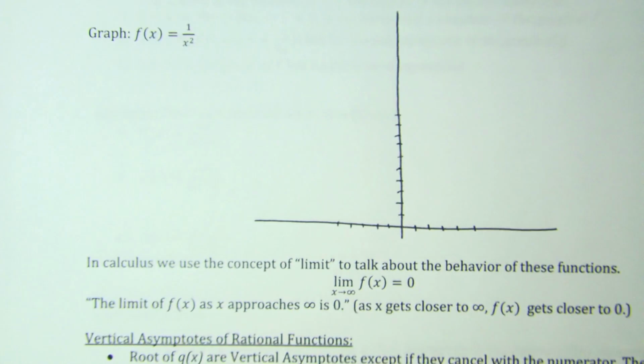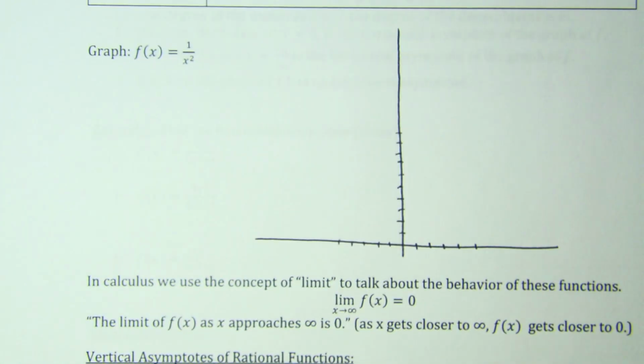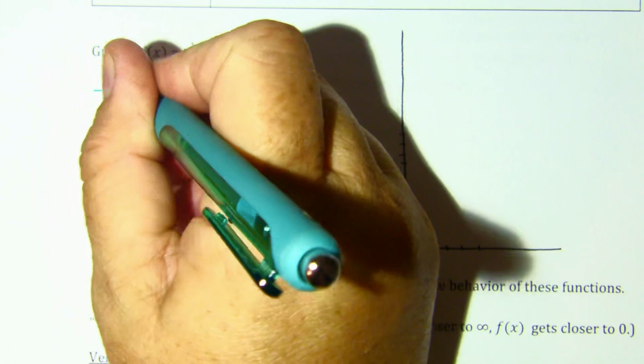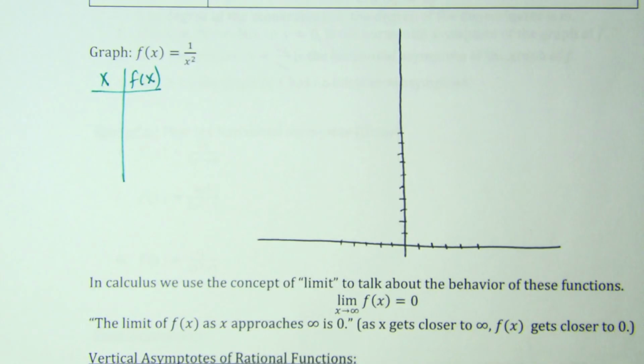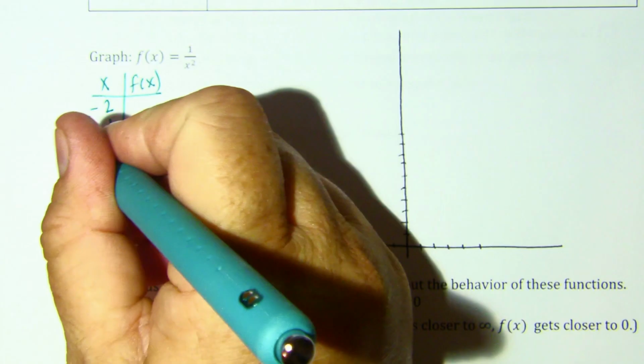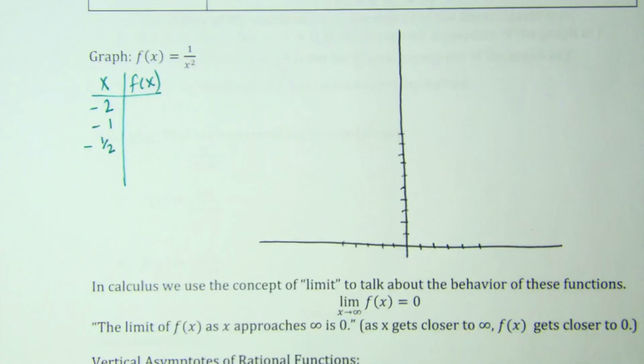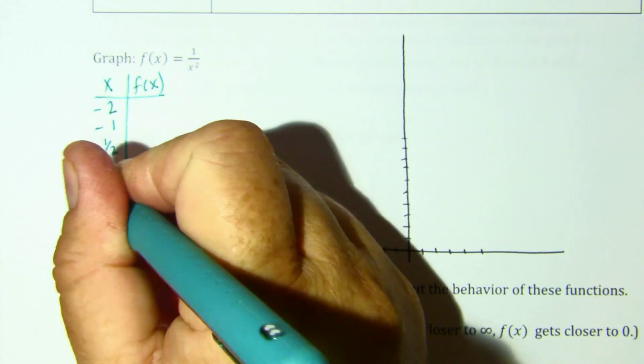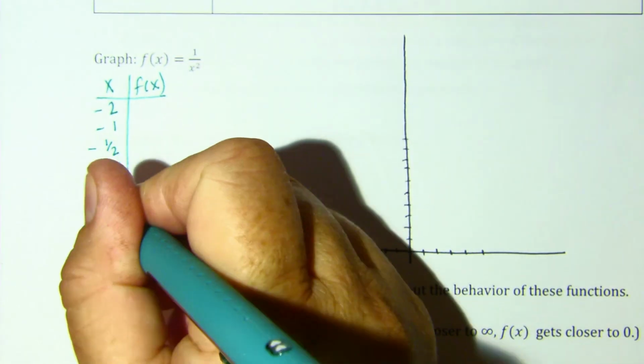We're not going to make a big table like we just did for 1 over x. We're not going to do quite as much background work for it. But we can plug in some values. We can think about what it would be. If I make a table with x and f of x, let's just plug in negative 2, negative 1, negative 1/2, or negative 0.5, however you want to think about it, 0, positive 1/2, positive 1, and 2.